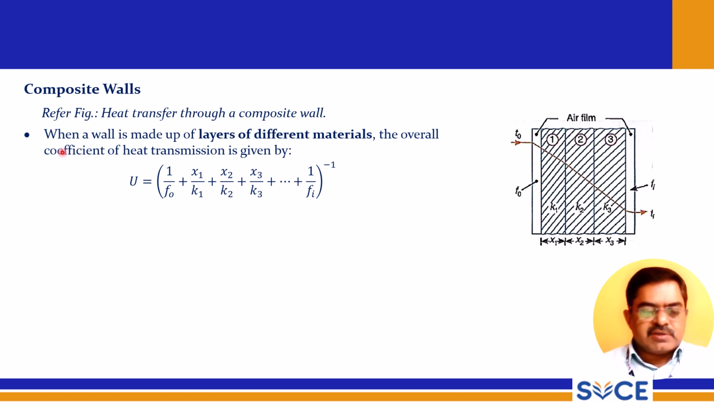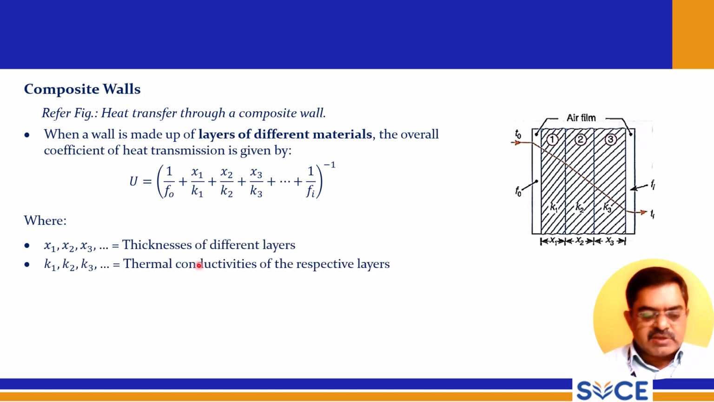So let us have three layers. When a wall is made up of layers of different materials, the overall coefficient of heat transmission is given by U equal to 1 by Fo plus x1 by k1 plus x2 by k2 plus x3 by k3 plus 1 by Fi, whole inverse, that is to the power minus 1. Where x1, x2, x3 are thicknesses of different layers, and k1, k2, k3 are thermal conductivities of the respective layers.